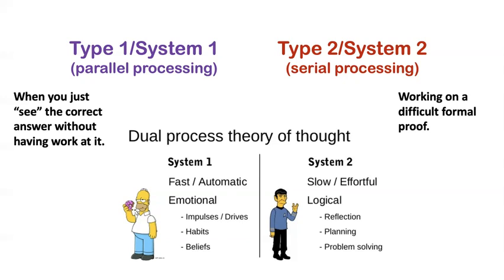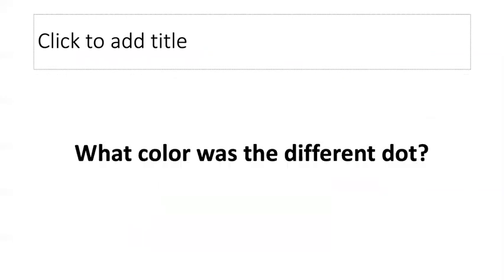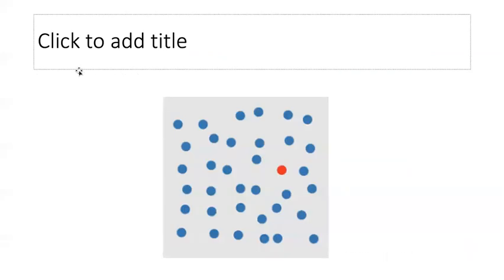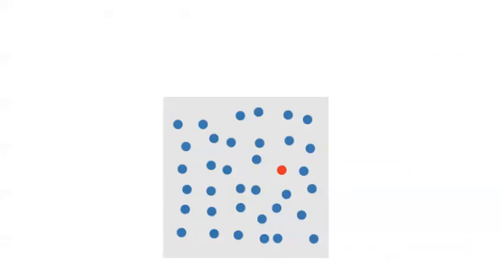For example, take a look at this real quick. Okay, now I'm going to flash it away. Ignore the little click to add things. In that little image I just flashed to you, what color was the dot that was different than all the other dots? Of course, you should say red. Your brain was able to do that for you. You didn't have to slowly, one by one, look at all the dots and form an image of it.